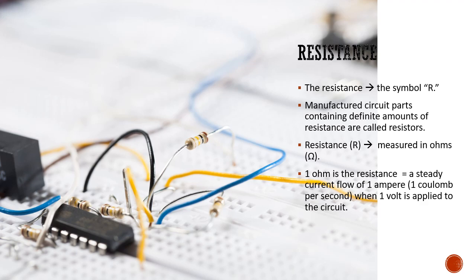The resistance of an electric circuit is expressed by the symbol R. Manufactured circuit parts containing definite amounts of resistance are called resistors. Resistance, R, is measured in ohms. 1 ohm is the resistance of a circuit or circuit element that permits a steady current flow of 1 ampere, 1 coulomb per second, when 1 volt is applied to the circuit.